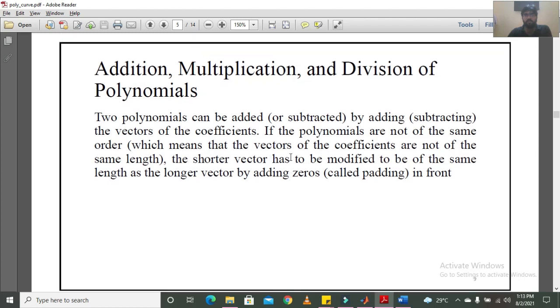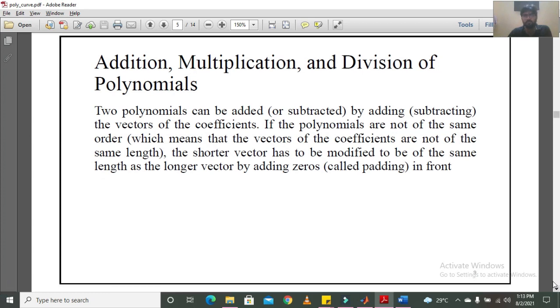So next we have the addition, multiplication and division of the polynomials. First of all, we will talk about the addition and subtraction. The polynomials can be added and subtracted just like we have done the addition and subtraction using arrays. So we will not have to learn anything new regarding the addition and subtraction. Whatever we have studied in the classes regarding the addition of arrays, that previous knowledge will be utilized for the addition of polynomials.